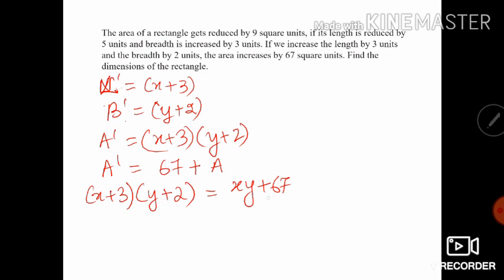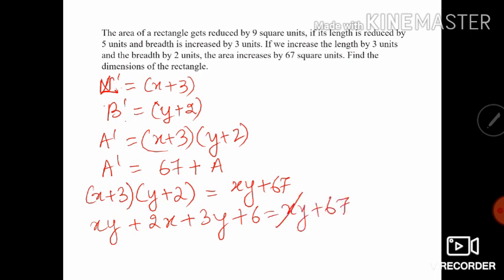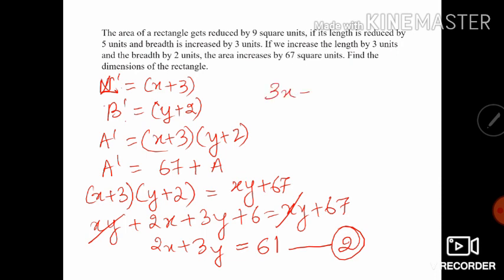Now we have got our equation. It needs to be reduced to the standard form, so we multiply: xy plus 2x plus 3y plus 6 equal to xy plus 67. xy and xy get cancelled. This will be 2x plus 3y equal to 61. So here is our second equation. The first equation was 3x minus 5y equal to 6.